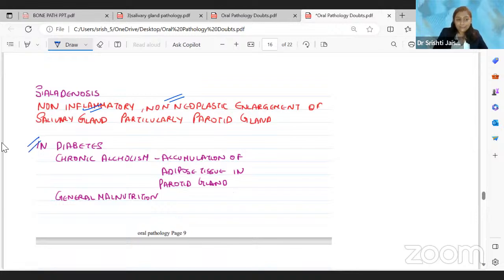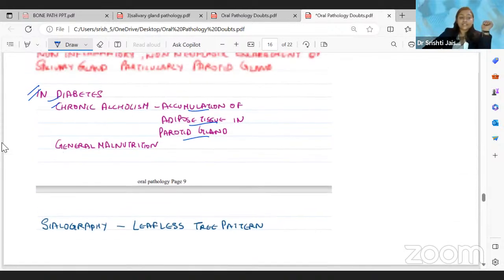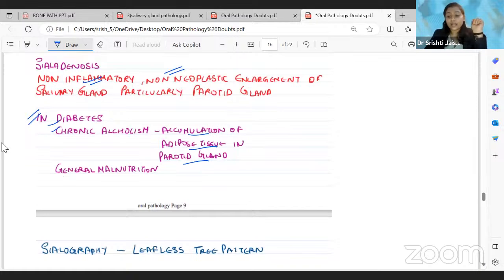Now, it occurs most commonly in diabetes or when the patient takes excessive alcohol. It is seen in chronic alcoholism. What happens in this? There is an accumulation of adipose tissue in the parotid gland, or it also occurs as a result of general malnutrition. Now, very important, leafless tree pattern. Leafless tree pattern is seen in sialadenosis.